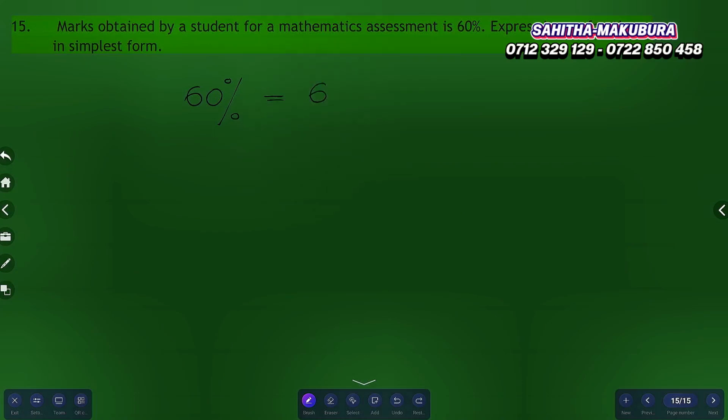60% as a fraction is 60 over 100, right? Using the knowledge about equivalent fractions, we can divide 60 and 100. What is the largest number that we can divide 60 and 100 by? Let's divide 60 by 20 and 100 also by 20. 60 divided by 20 is 3. 100 divided by 20 is 5. So the simplest version of the fraction is 3 over 5.